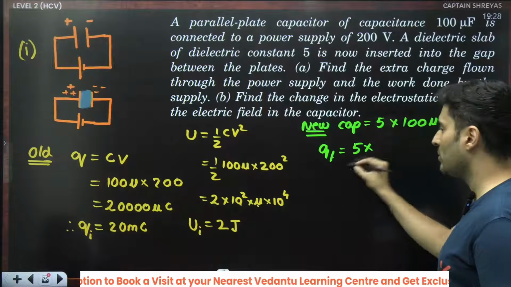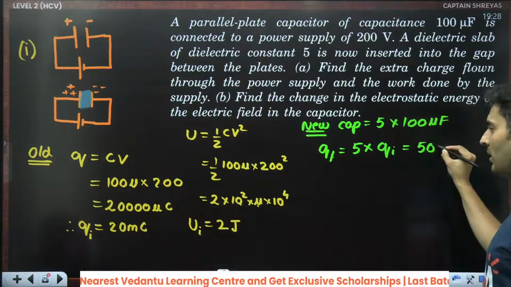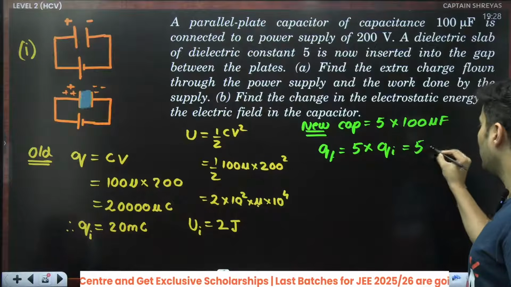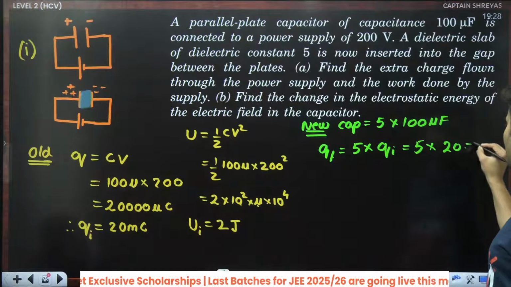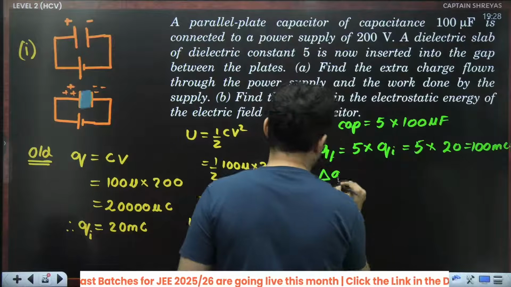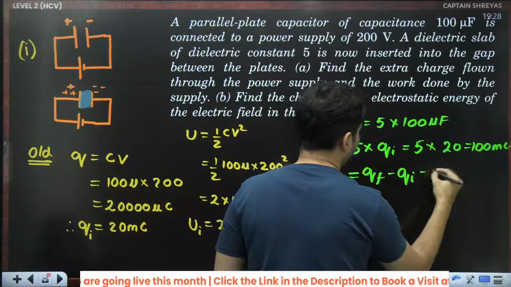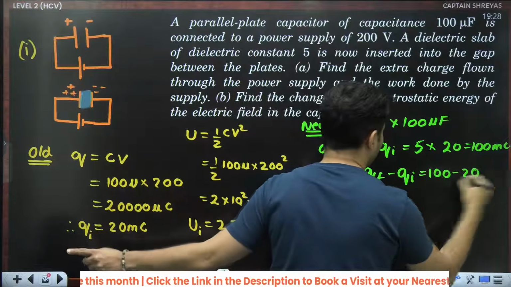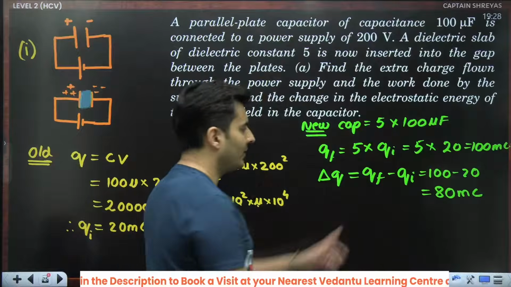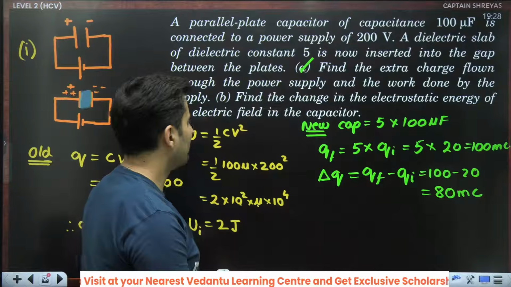So it will be 5 times of the old charge, which is 5 times 20, which is 100 millicoulomb. So how much charge has gone? It will be final minus initial, which is 100 minus 20, which is 80 millicoulomb. That is the first answer. How much extra charge went through that supply?